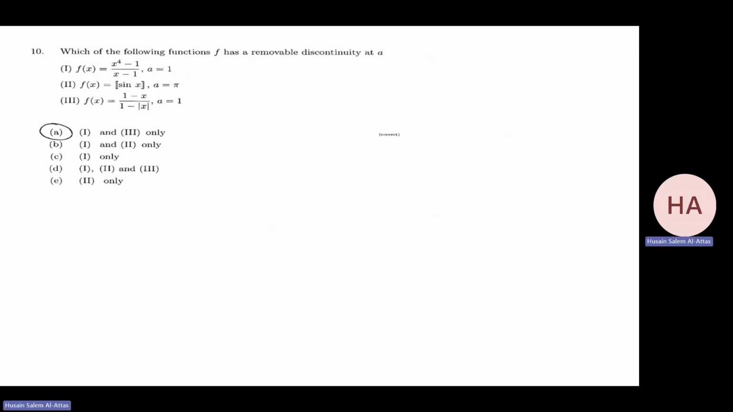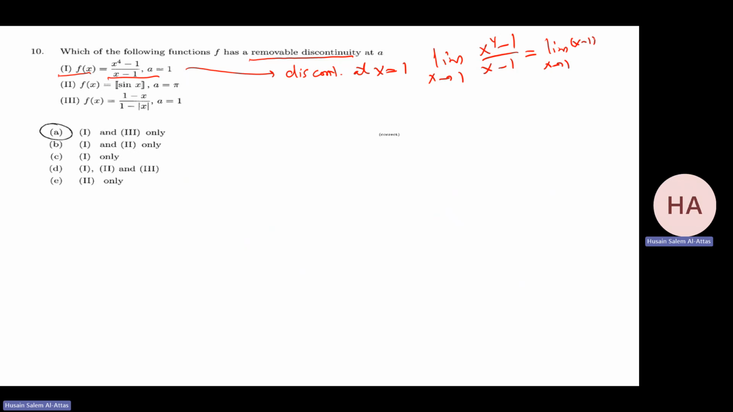Okay. Which of the following functions has a removable discontinuity? Removable discontinuity means it's discontinuous, but the limit exists. Look at this one. Is it discontinuous at x equal 1? And the limit as x goes to 1: x minus 1, x plus 1, x squared plus 1 over x minus 1, cancelled. So I'm getting a value 2 times 2, 4. So we have a removable discontinuity here.